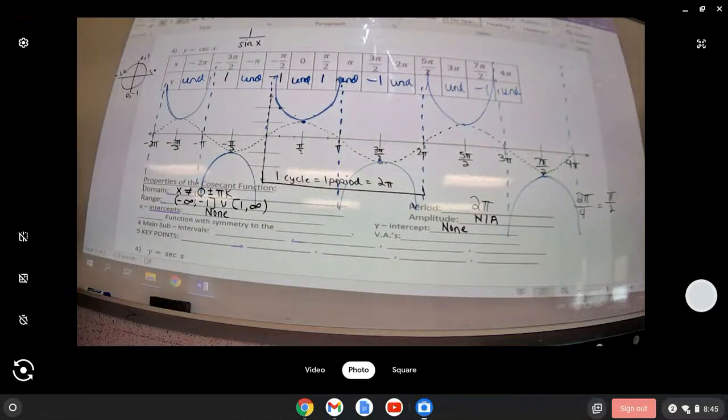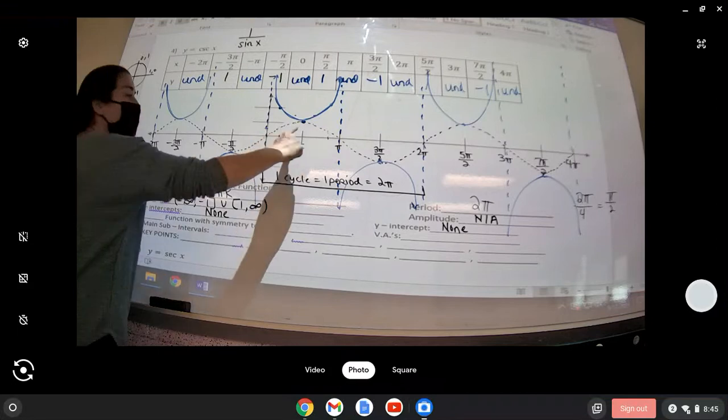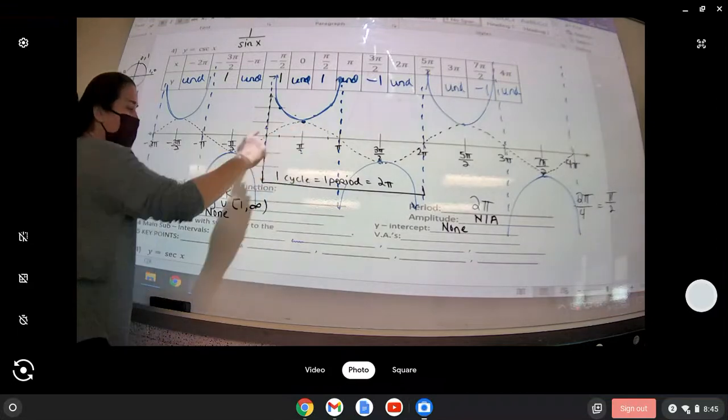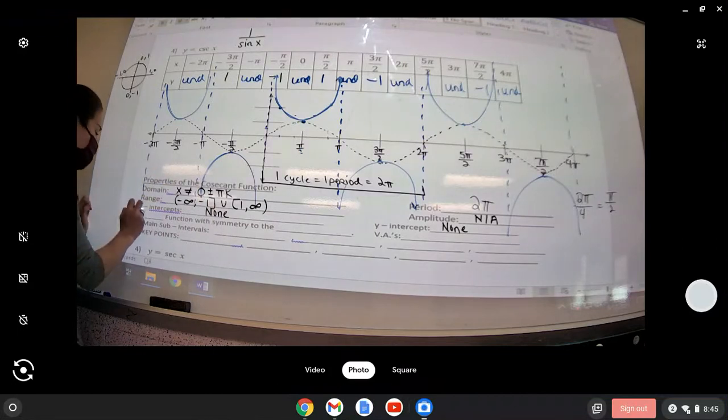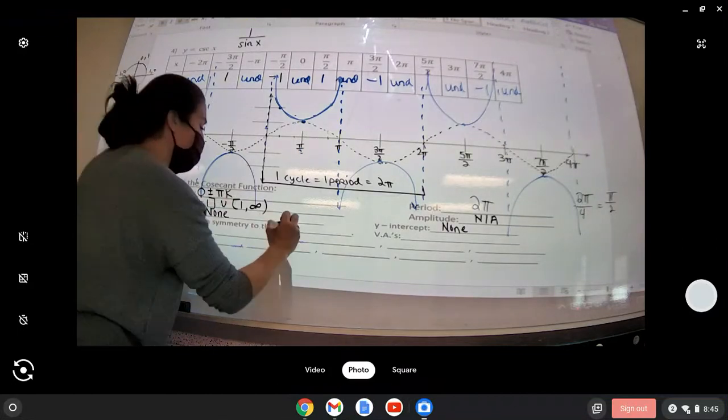And then if you remember, sine was an odd function with symmetry to the origin, right? For every x, y on the graph, so was the point the opposite of x, the opposite of y. So just like its reciprocal sine, the cosecant is also an odd function. For every x, y that lives on its graph, so does the point the opposite of x, the opposite of y. So it is an odd function with symmetry to the origin.